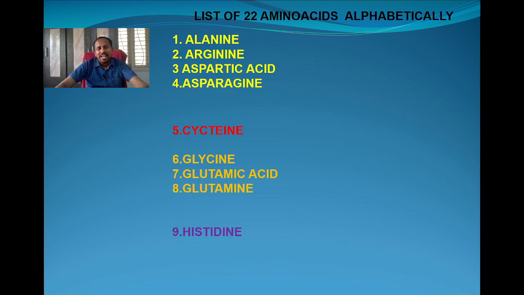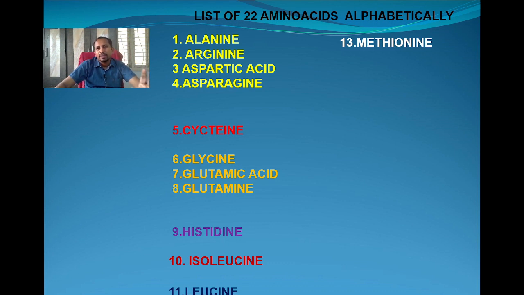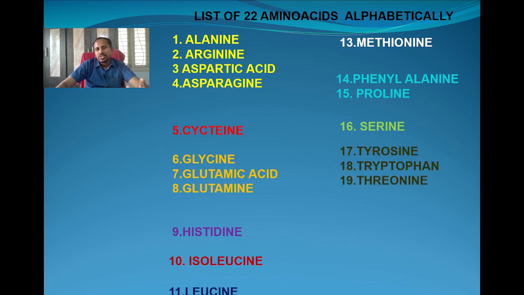histidine. Then I, isoleucine. J has no amino acid, K has none. L has leucine and lysine. M has only one amino acid, methionine. N has none, O has none. P has phenylalanine and proline. Q has none, R has none. S, serine. Then T: tyrosine, tryptophan, threonine. Then U has none, V, valine.